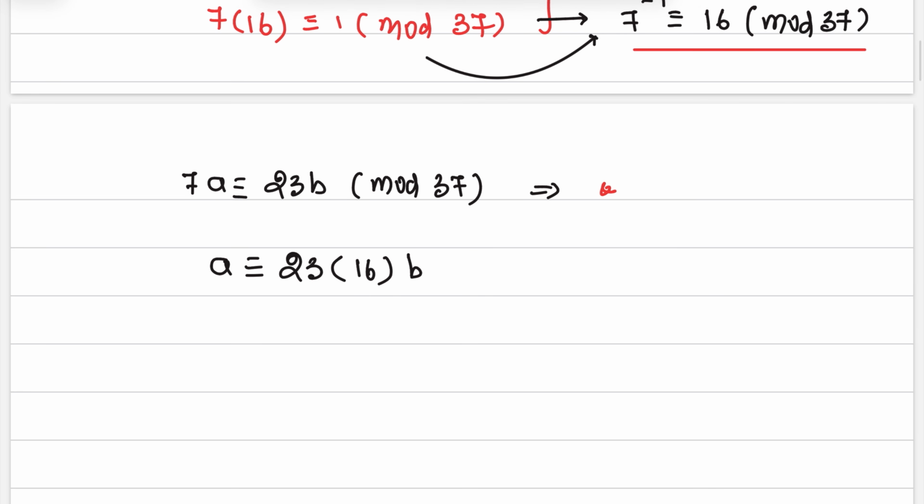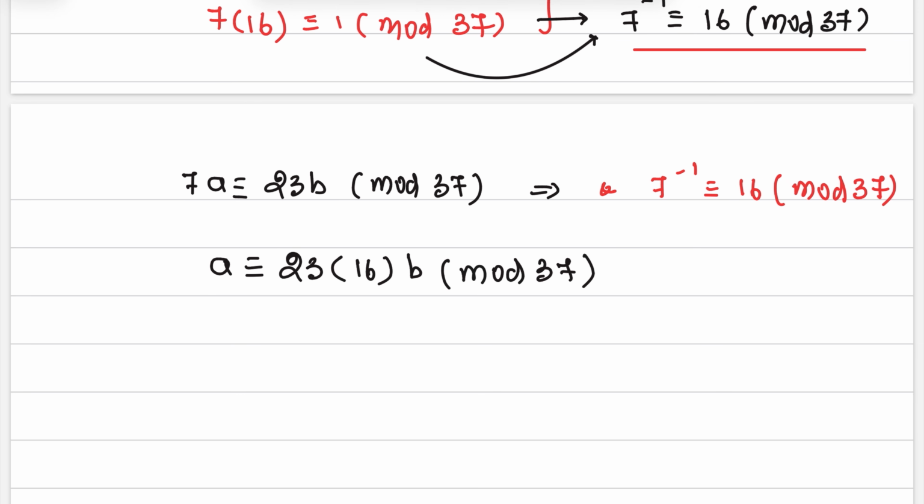This is one equation, 7A ≡ 23B mod 37, and 7 inverse is congruent to 16 mod 37. By combining these two, we will get A congruent to 23·16B mod 37. This is a very important step. Please try to understand.